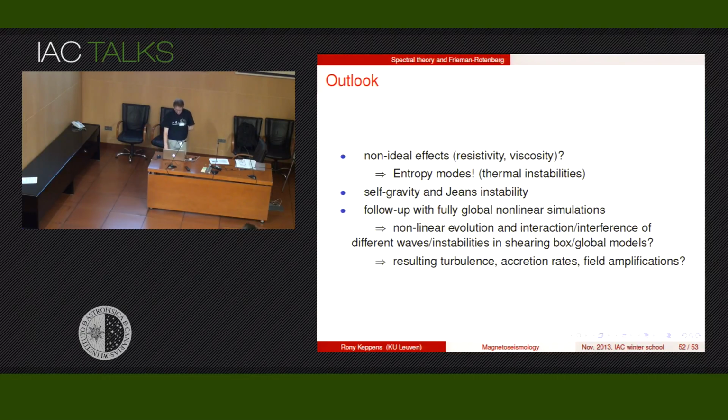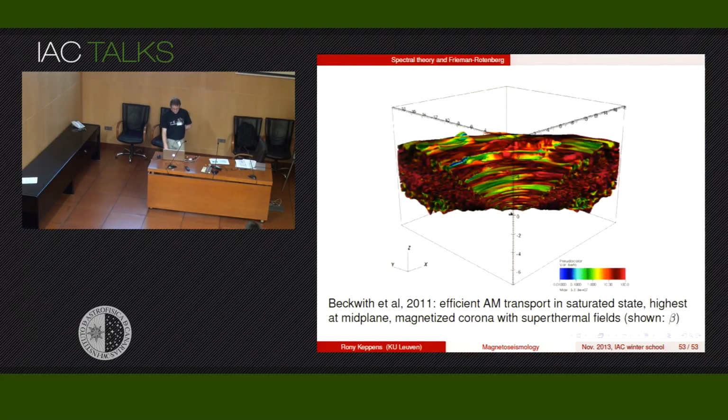And of course, you can follow all this up with global nonlinear simulations, where you set up configurations which you have diagnosed exactly from the spectral point of view, so you know which and why is there an instability, and does it lead to turbulence, accretion rates, and field amplifications. This is a snapshot of a modern global accretion disk simulation, where you see in this snapshot, which quantifies the plasma beta throughout the disk, from the initial condition, of course, in this paper, it's called magnetorotational instability. It probably is in some way, but I'm saying there is more.